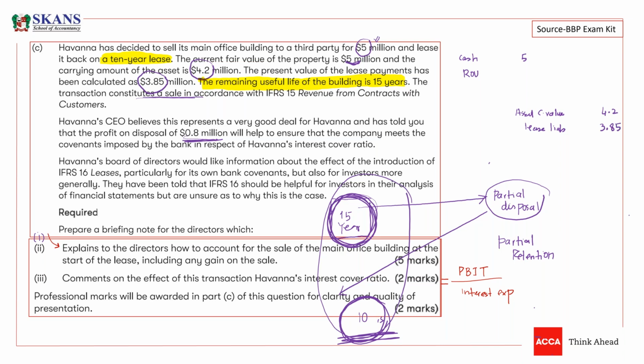Now we need to calculate the right of use asset. The formula is very simple. Out of this carrying value of 4.2, we retain some portion, and the retained portion is the lease liability, which is 3.85. We need to divide it by the fair value. What is the fair value of the asset? 5. So we will get the right of use asset. We need to keep the carrying value related to the retained portion. So what will be the value, guys? I need an answer, guys.